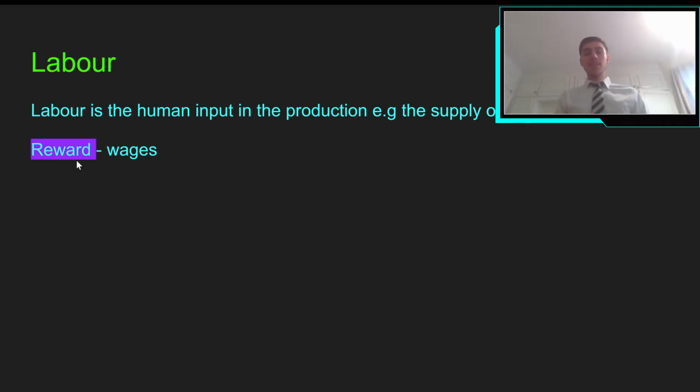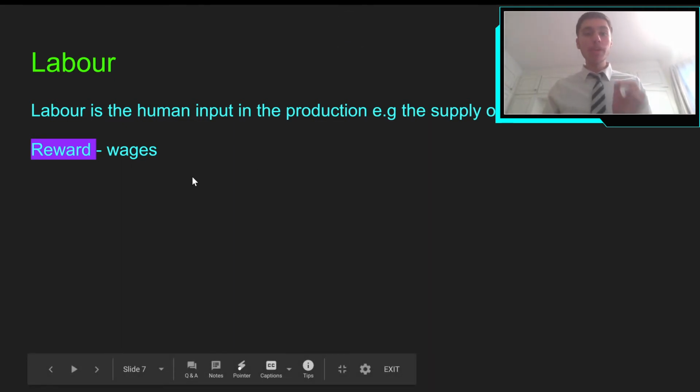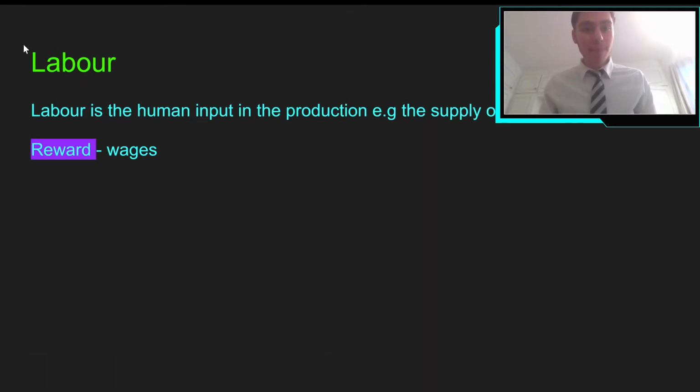Labor. Now, you have all the resources. To make something out of these resources, you need labor, right? So, labor is the human input in the production. Production is what? Basically combining of the inputs to produce outputs. And now who is going to combine that input? Who's going to combine that input? It will be the labor.